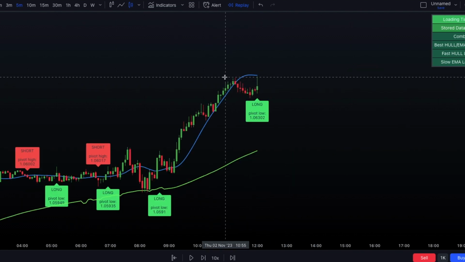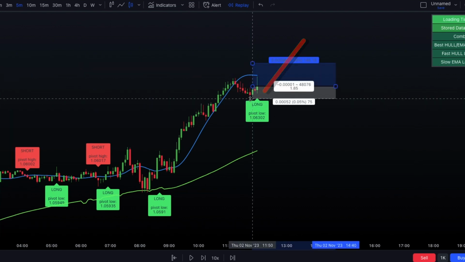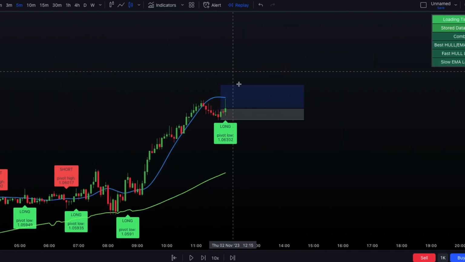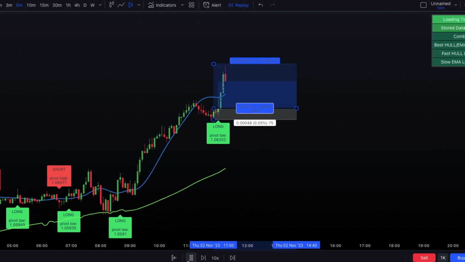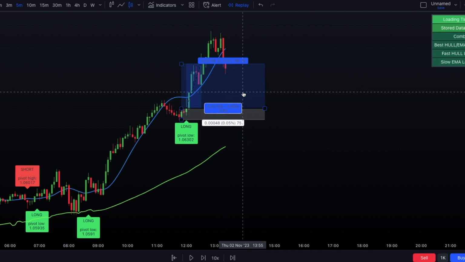So once all the confirmations have been met, we can take an instant execution with the stop loss below the most recent swing low. And for our trade management, we're going to close the trades when price closes back below the Hull MA. Okay, so price closed back below the Hull MA and we're going to close out for 3.85% profit.